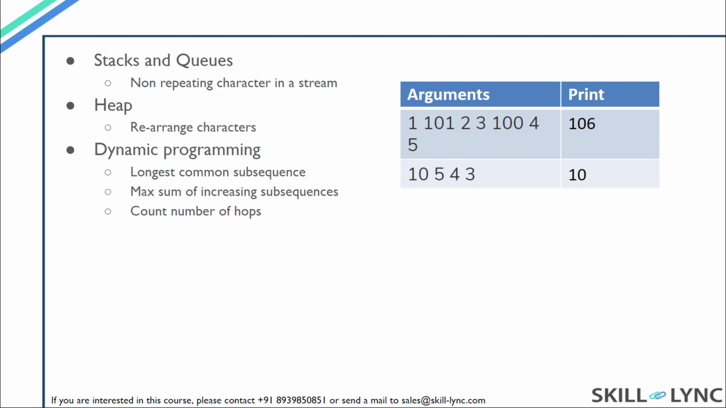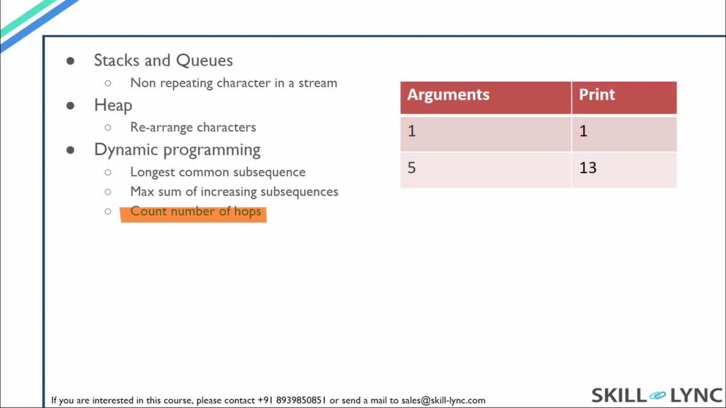For example, 1 and 101 is an increasing sequence. 1, 2, 3 and 100 is another increasing subsequence. Similarly, 1, 2, 3, 4, 5 is another subsequence. You need to find the sequence which will give the largest sum.